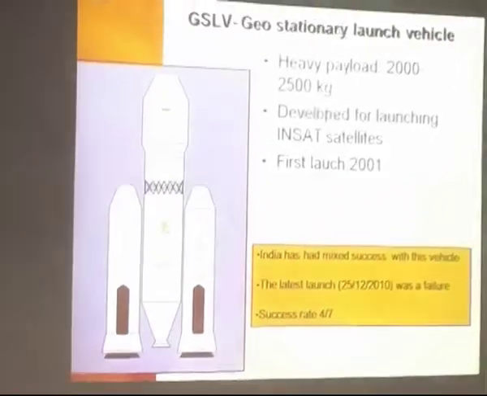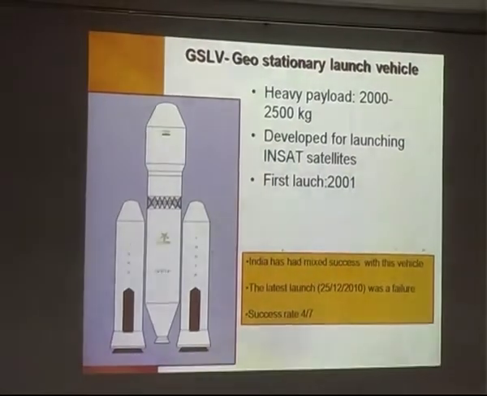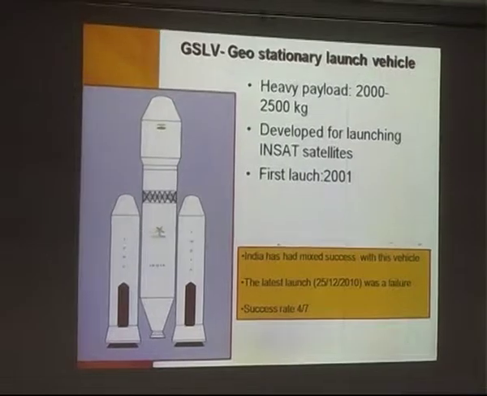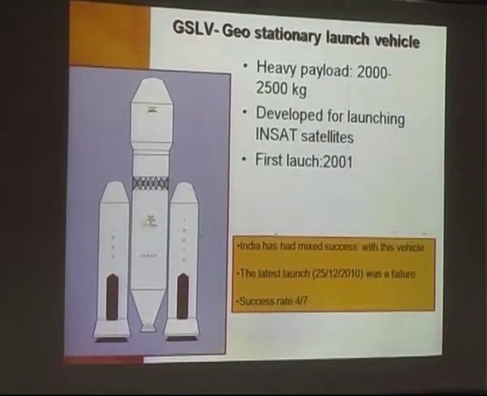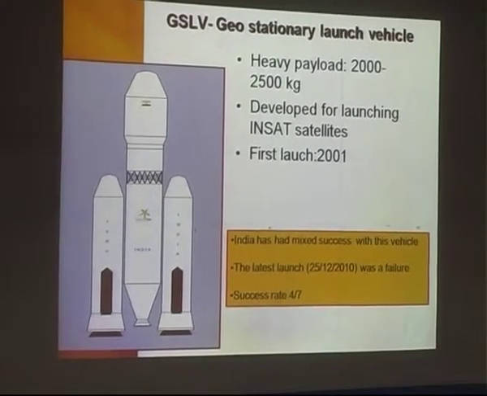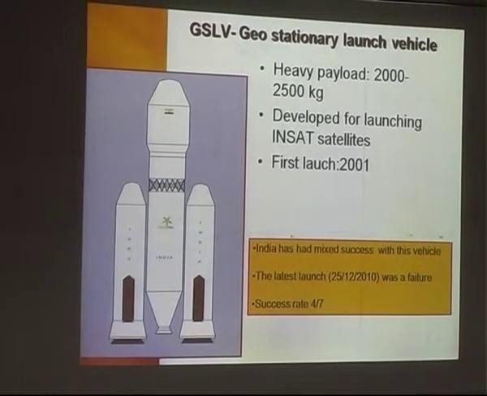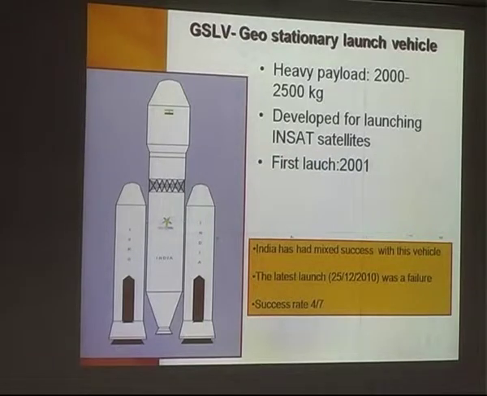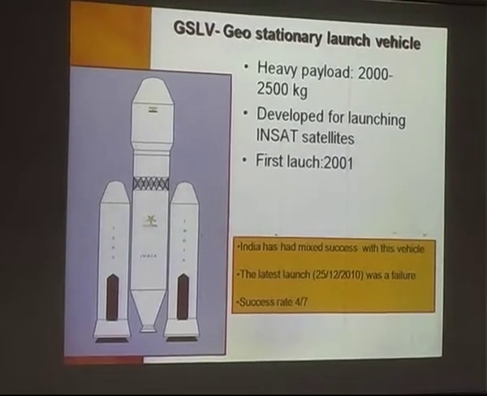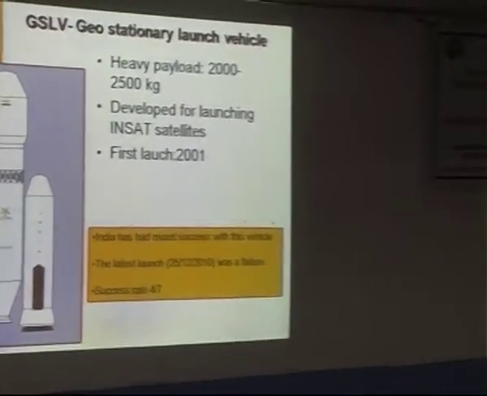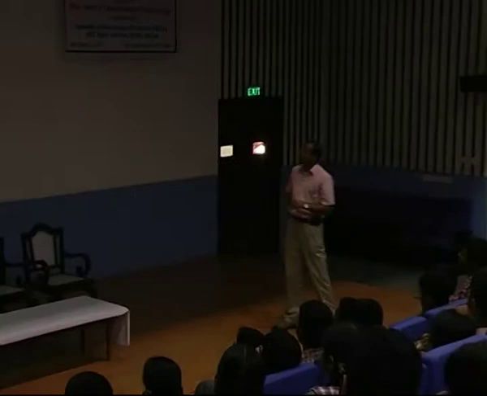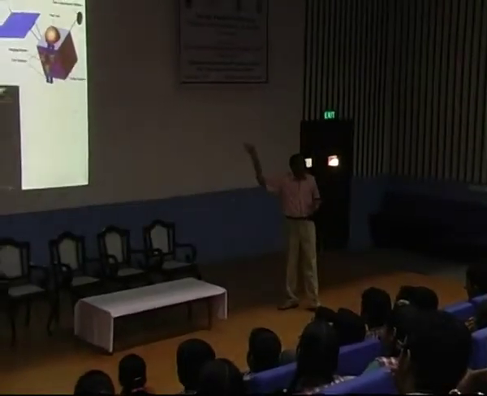Now, if you want to put something into a geostationary or geosynchronous transfer orbit, there's a heavy payload of 2000 to 2500 kilograms. Therefore, you have to use the GSLV, the Geostationary Satellite Launch Vehicle. So, India has had 7 launches so far. 3 launches have been failures. The last launch on 25th December 2010, Christmas Day, was also a failure. So, people are working on it, but I think we'll eventually succeed, right? Has somebody explained to you about this?